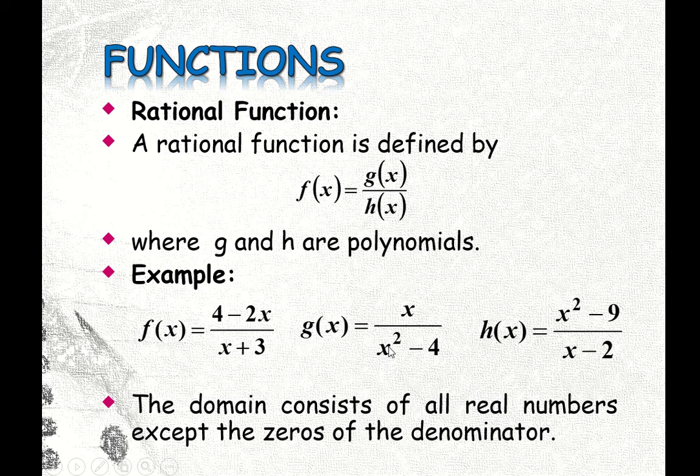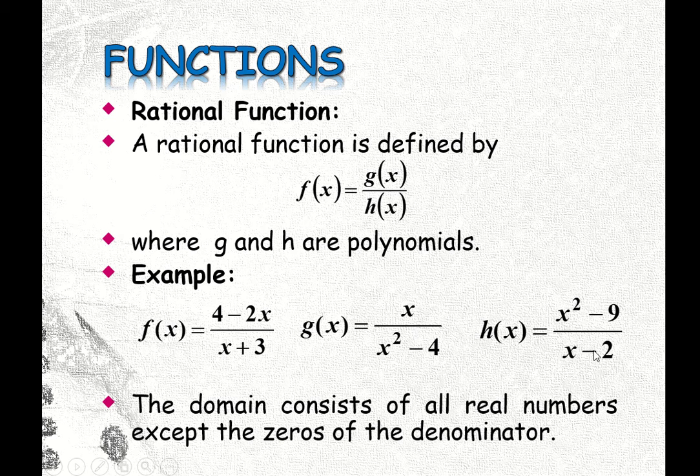Here we have x squared minus 4. So what value of x can make the denominator 0? This would be plus or minus 2, right? When this is minus 2, minus 2 squared is positive 4, minus 4 is 0. Or if this is positive 2, positive 2 squared is also 4, minus 4 is also 0. So plus and minus 2 are excluded from the domain for this function.